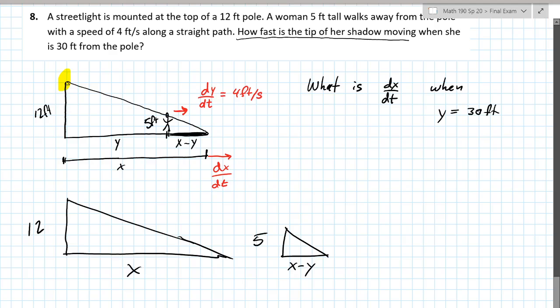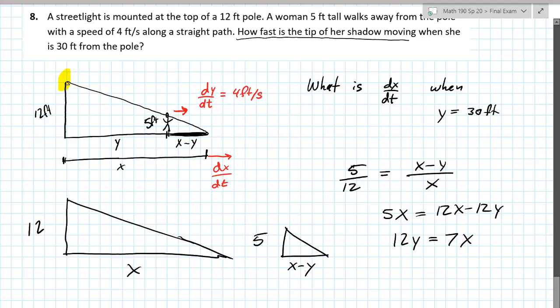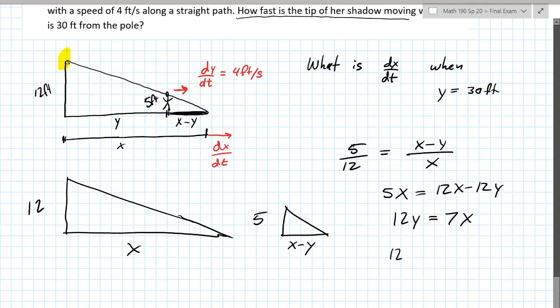So I'll use these similar triangles and say 5 is to 12 like x minus y is to x. And then I'll clear out the fractions and say 5x is 12x minus 12y. And then combine like terms and get 12y is equal to 7x. And now I can take the derivative. Derivative of the left-hand side is 12 dy/dt. Derivative of the right-hand side is 7 dx/dt.